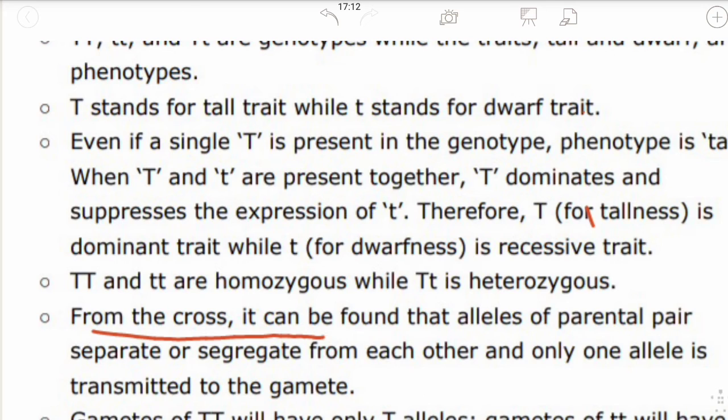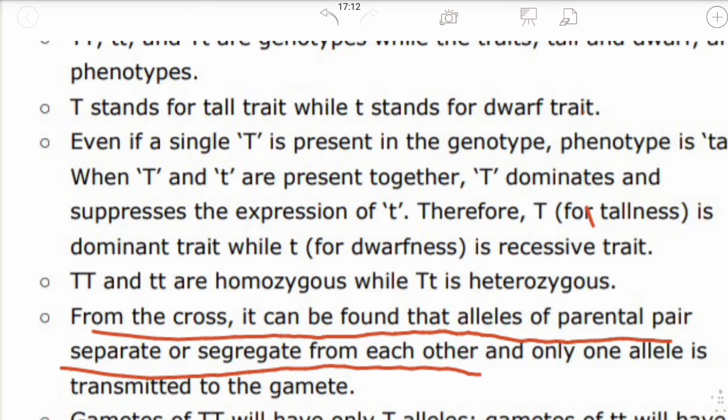From the cross, it can be found that alleles of a parental pair separate or segregate from each other, and only one allele is transmitted to the gamete. First of all, you should understand what is allele. Alleles are the slightly different forms of the same factor. What are factors? Factors are also known as genes. From the cross we learn that the alleles of the parents get separated from each other, and only one allele will be transmitted to the progeny.